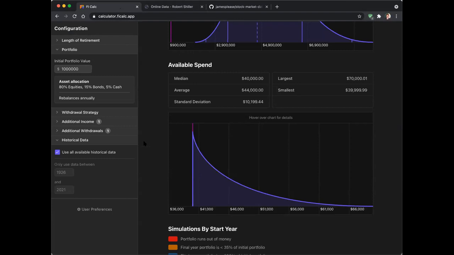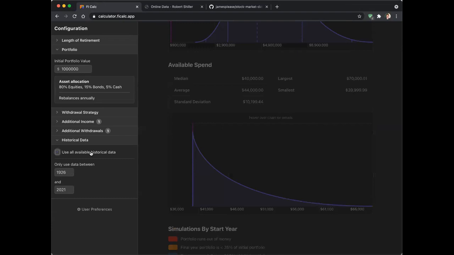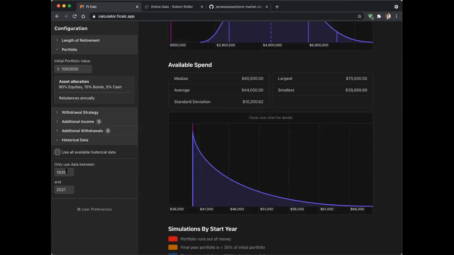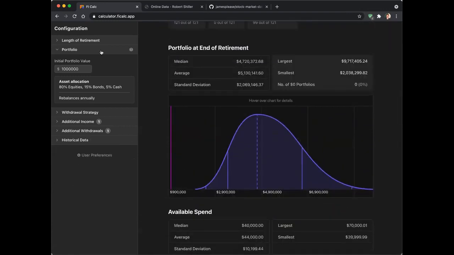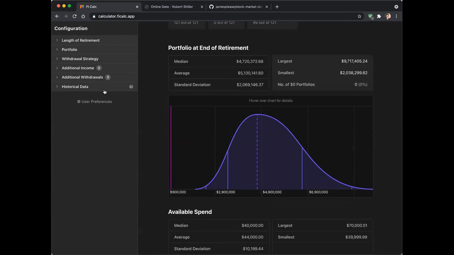Also Bengen's analysis and the Trinity study limited their data set using 1926 as the start date because they didn't do any of that sort of computation that Shiller did to create that earlier data set. So that's one reason why you might want to limit your data. And that's also why the default value that the data is limited to is 1926 for that reason. So that's just another configuration option provided by the calculator.